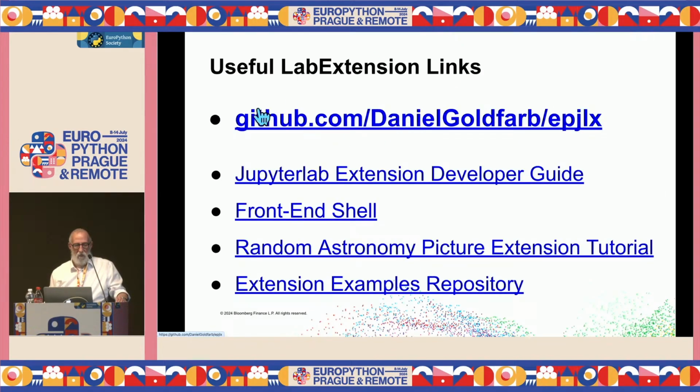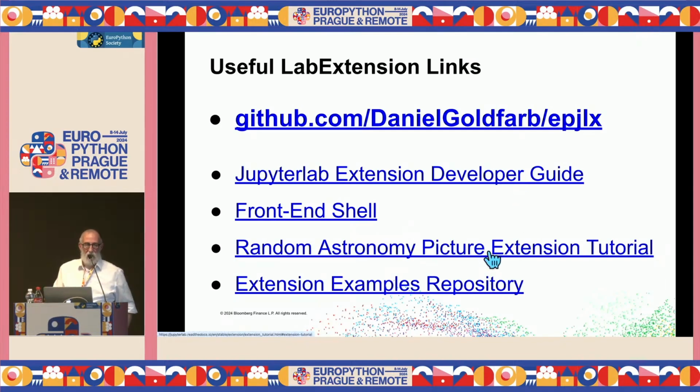This is where the repository is, github/myname/epjlx. If you remember anything, just remember this. You go there, it's got the slides, it's got all the instructions, everything else. JupyterLab Extension Developer Guide, that's a general developer guide for these extensions. The front-end shell, that's where we added the tokens to the shell. It tells you a little bit more about the things you can do with the shell.